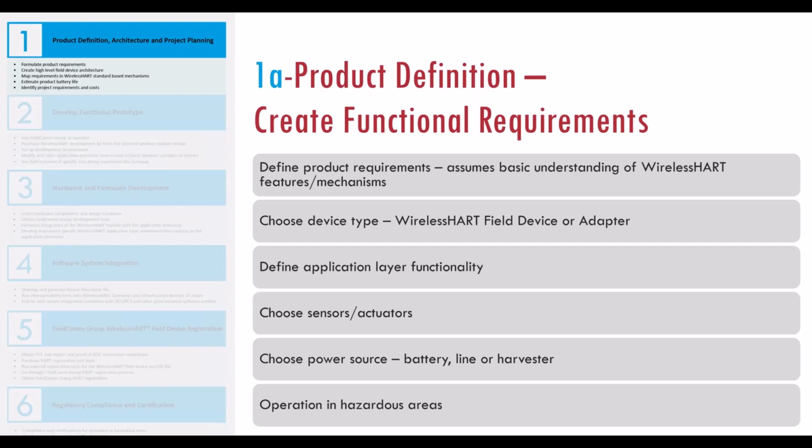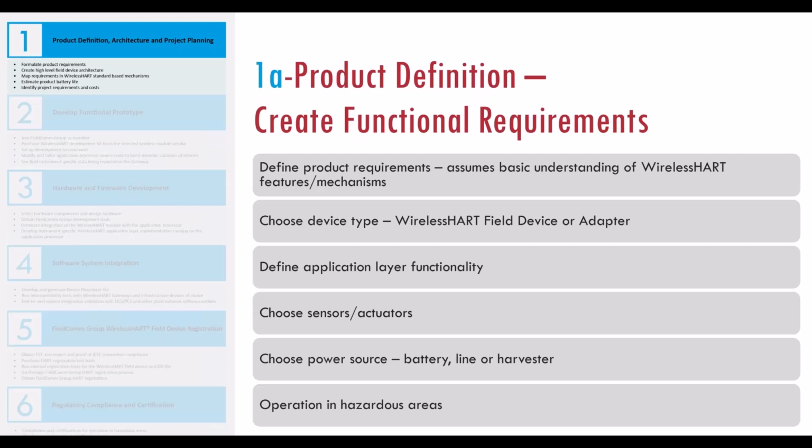At this point, you will also choose your sensors, or if you control them, your actuators, and a battery source. Your instrument could be battery powered, which the vast majority of WirelessHART instruments are, line powered, or even harvester powered. During this phase, it is also highly recommended that you think about operation in hazardous areas. Are you defining an intrinsically safe instrument?